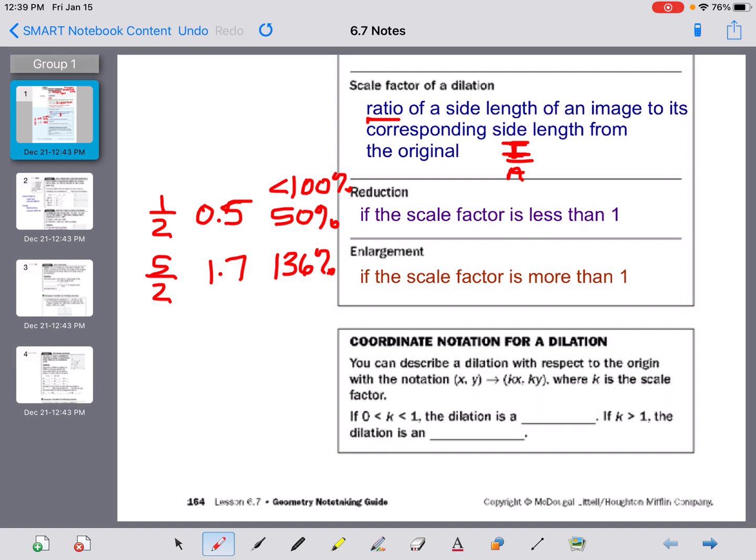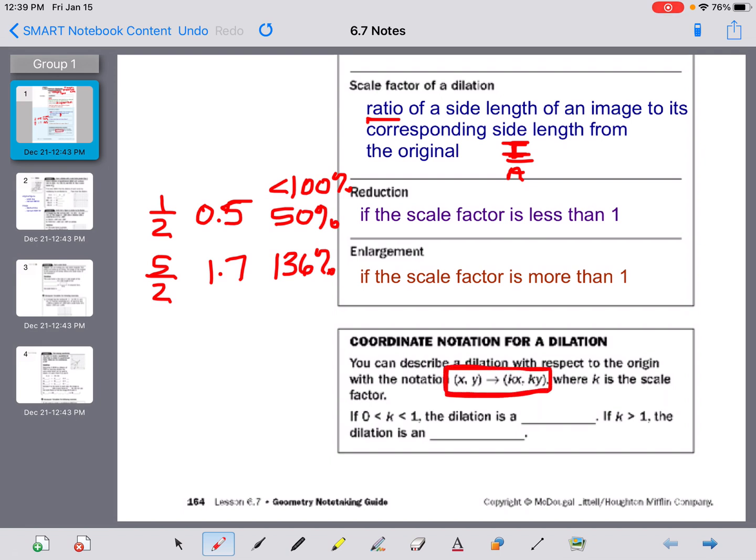So it's important to be able to see it in all of the fractions, decimals, and percents, what those numbers look like. Okay, coordinate notation for a dilation. We had coordinate notation that we used a lot for translations back in the first semester. Right here is what I want you to see for your coordinate notation.